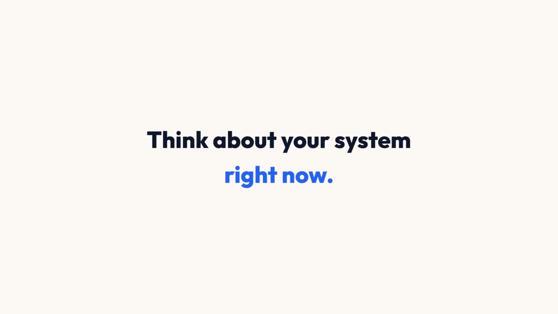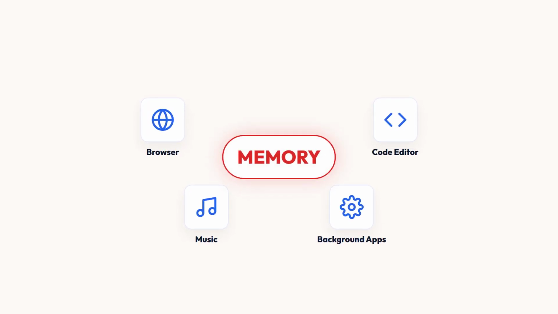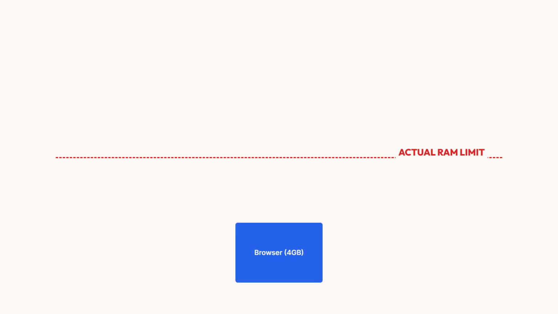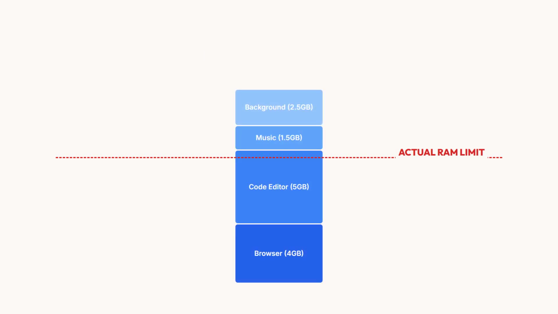Think about your system right now. You probably have a browser open, maybe a code editor, music player, maybe even a few background apps. All of these are running at the same time, and all of them need memory. Now here's the real problem. If you add up the memory needed by all these apps, it's often more than your actual RAM.